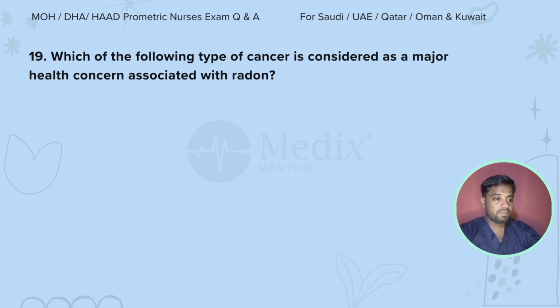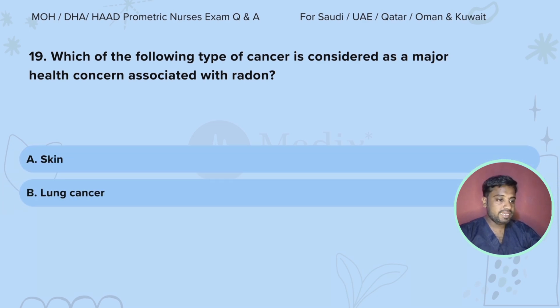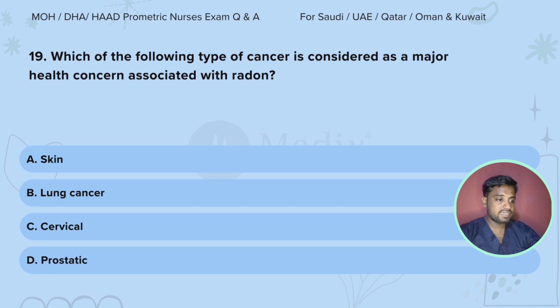Which of the following types of cancer is considered a major health concern associated with radon? A. Skin cancer. B. Lung cancer. C. Cervical cancer. D. Prostatic cancer.